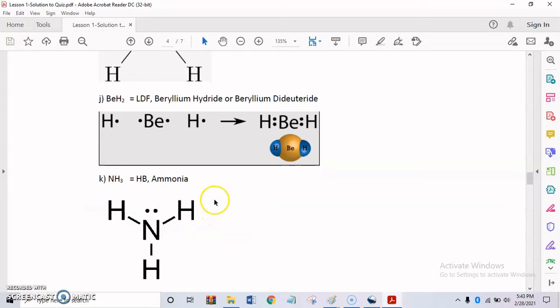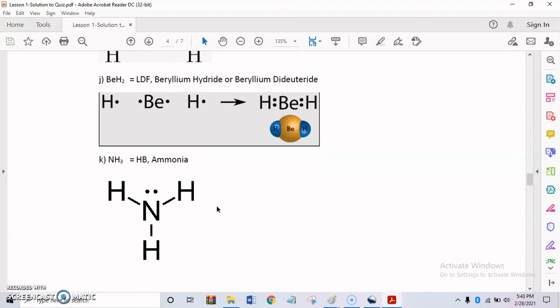Okay? Next is ammonia. I noticed many of you answered azane here. No. Ammonia is very different from azane, because azane is a different molecule, as far as I know. Ammonia is also different. So, ammonia is a hydrogen bond molecule. It experiences a hydrogen bond, because hydrogen bond only applies to nitrogen, oxygen, and fluorine. Okay?